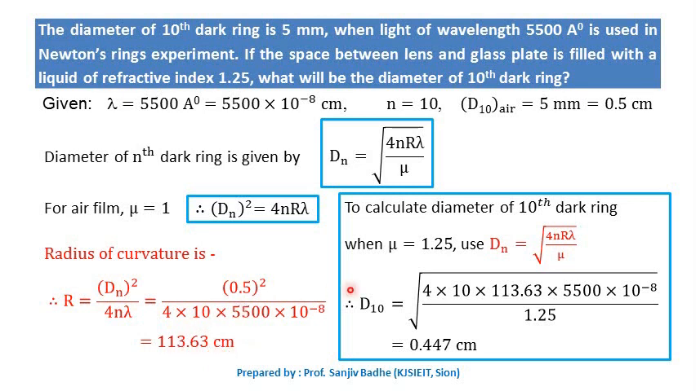This value of radius of curvature can be substituted here for r, and we can calculate diameter of 10th dark ring with liquid introduced between the lens and the glass plate. So the diameter of 10th dark ring with liquid film is obtained by calculating this as 0.447 centimeters.